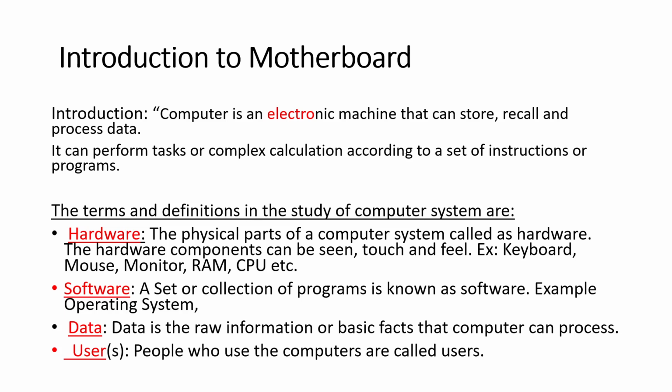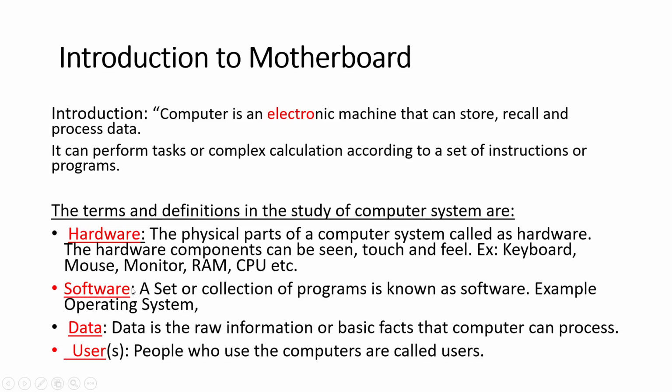Then what are the terms we use in a computer system? Some of the terms are hardware, software, data and user. What is hardware? Hardware is a physical part of the computer system. All hardware we can touch, feel and see. Examples of hardware are keyboard, mouse, monitor, RAM, CPU and so on.